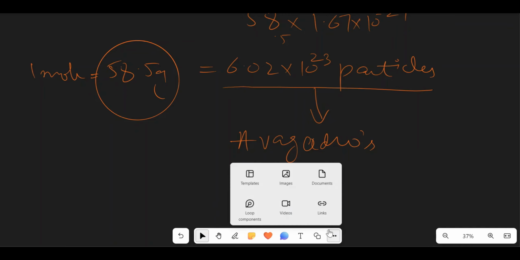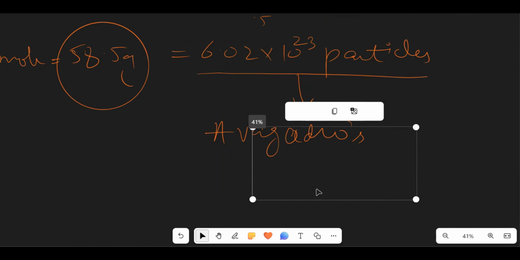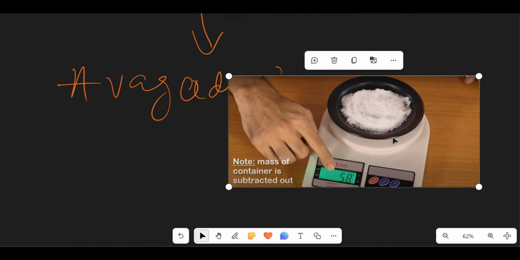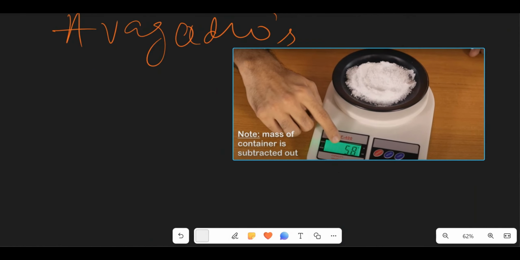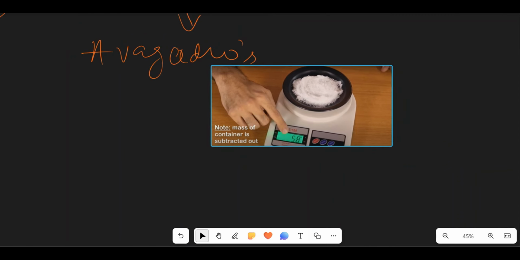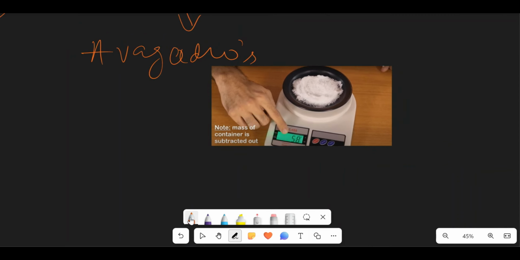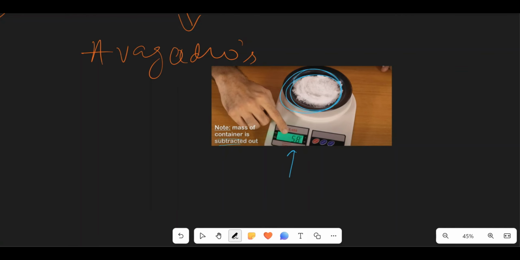Now I would be showing you an example of how one mole looks, particularly NaCl. So this is one mole. This is 1 mole of NaCl. It's almost 58.5. The mass of the container is subtracted, and this is 58.5 grams of NaCl, and this is 1 mole.